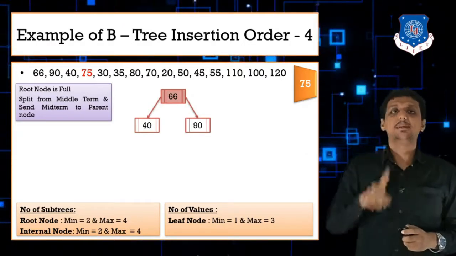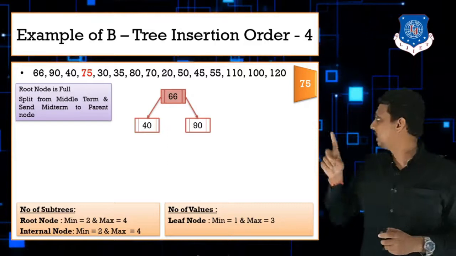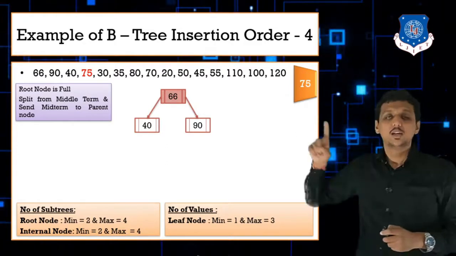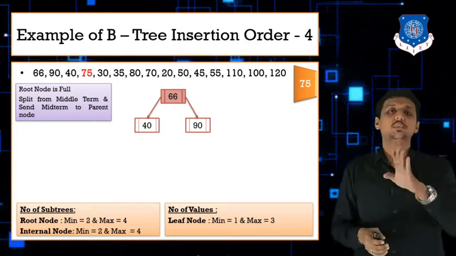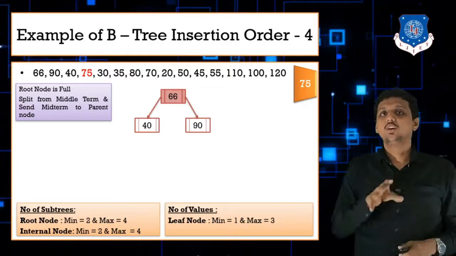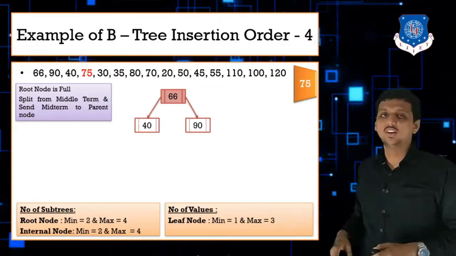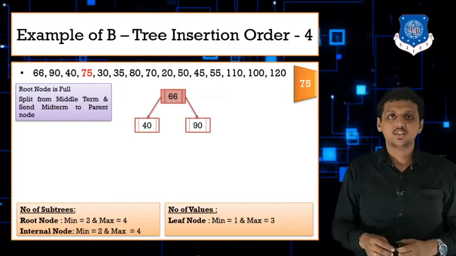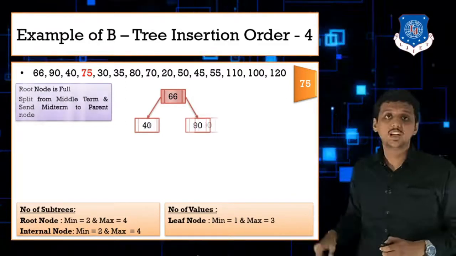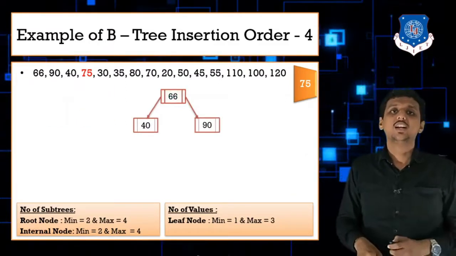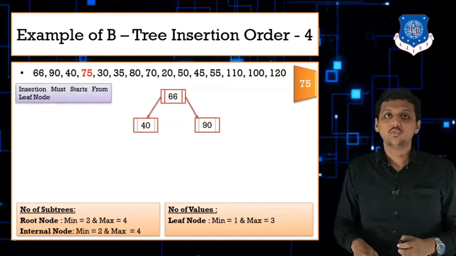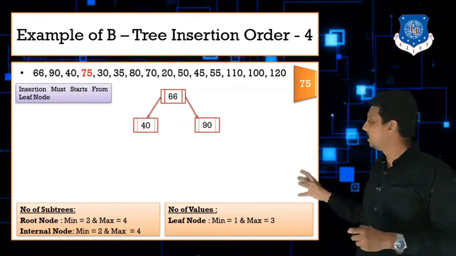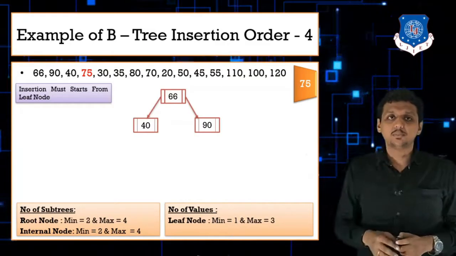Students, here in a B tree, you do not worry about the insertion starting from the root node, because each and every insertion starts from the leaf node. So now tell me, what is the actual position where I can insert 75? Okay, how can we say, sir? It must be on the left side of the 90. How can we say that? See, insertion must start from the leaf node.